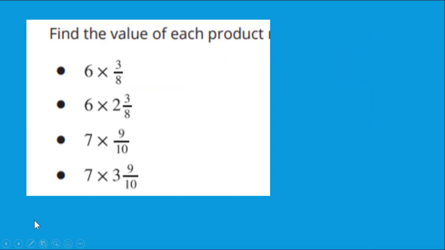Okay, let's look at our next one. We need 2 fractions. We don't have one. We have a whole and we have a mixed number. So put a 1 under the 6.